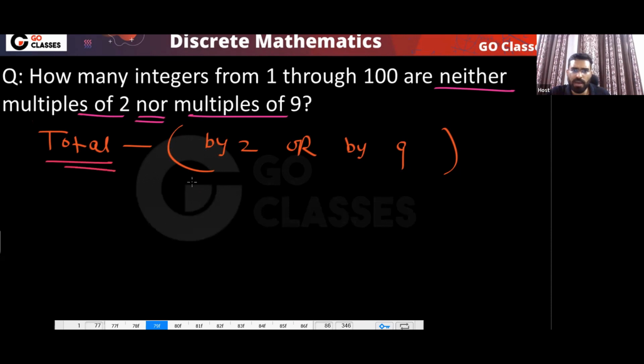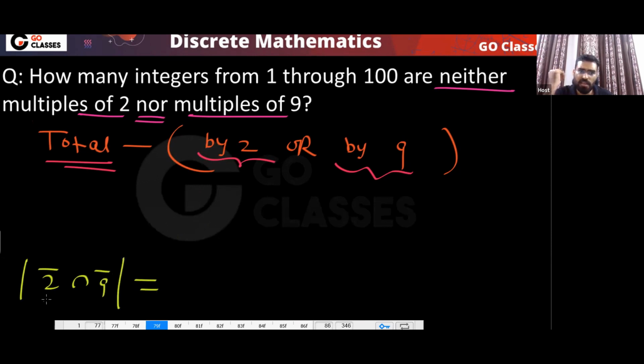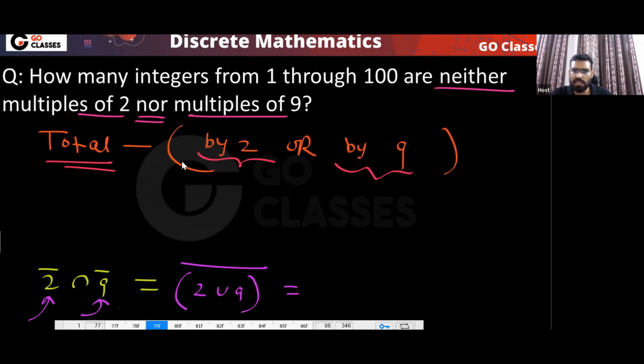So the answer will be total minus those divisible by either 2 or 9. The question is asking for not divisible by 2 and not divisible by 9. So you can apply De Morgan's law. The answer is the complement of 2 union 9. Just apply De Morgan's law.